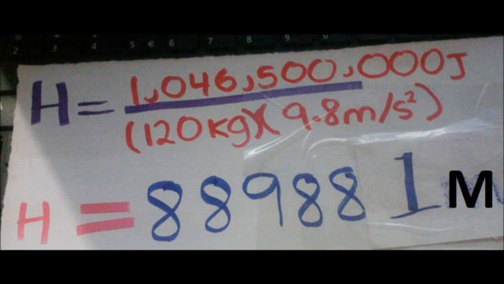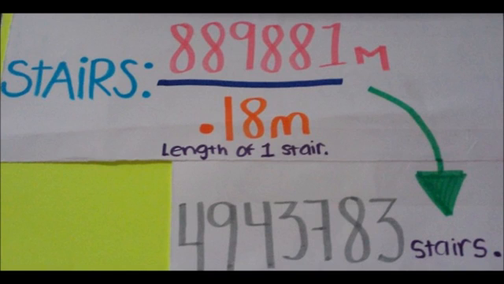So the value for height will be 1,046,500,000 joules divided by 120 kilograms times 9.8 meters per second squared, which is the value for gravity. I'm going to use my calculator to find the answer, and my answer will be 889,881 meters. This is the answer in meters. But how many stairs? To find the stairs, I'm going to divide the height by the length of one stair, which in my case will be 889,881 meters divided by 0.18 meters, and my result will be 4,943,783 stairs.